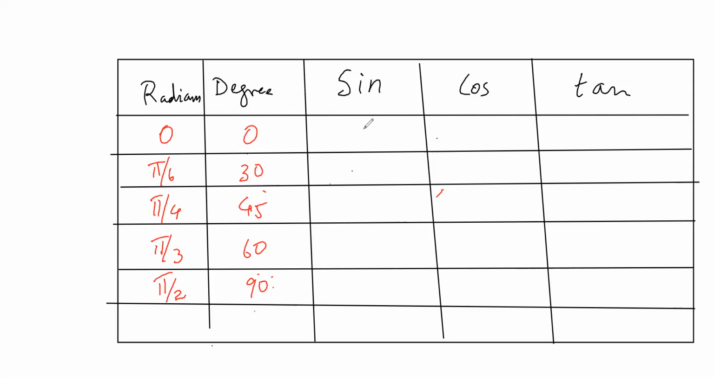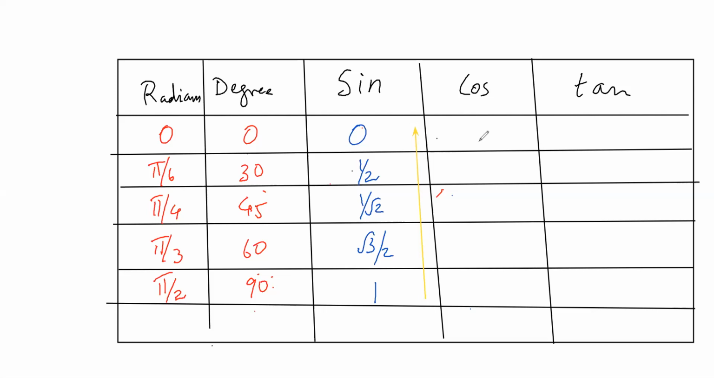Sine 0 is 0. Sine 30, what is the value? 1 by 2. Next is 1 by root 2, root 3 by 2. Correct? And sine 90 is 1. But for cos, you just write this in reverse. For cos, we just write the sine values in reverse order. That's the only thing.